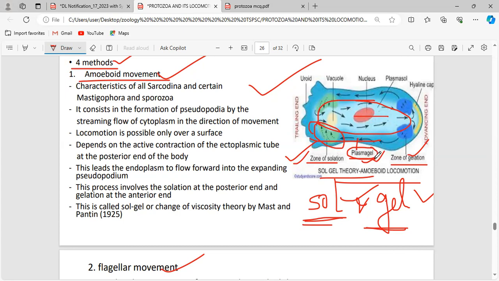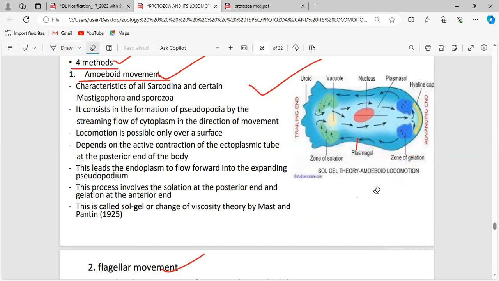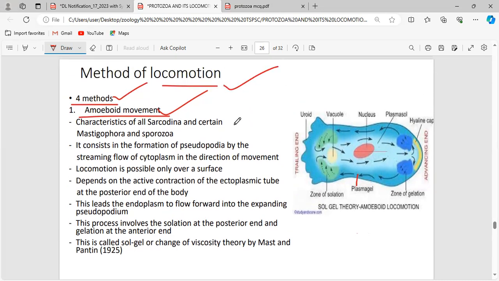Plasmosol is viscous in nature, and the plasmogel is semi-solid in nature, gelatinous semi-solid. And this conversion of viscosity or rigidity of the protoplasm within the cell aids the amoeba in the movement. Okay, that's all about this method of locomotion.